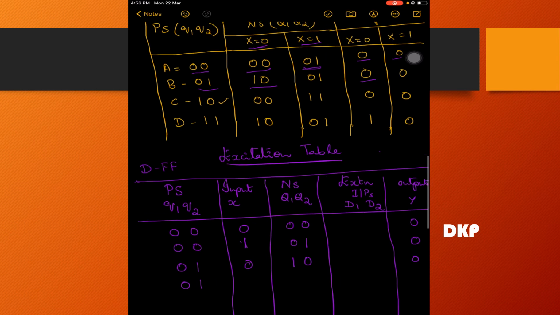Same state when you give the input as 1. Once you write 0, then you will write 1. That is, first you will give the input as 0 to the sequence detector, then you will give a 1. Similarly, for the next state, you will give a 0 and a 1. At that time, what is the next state? The next state is 0 1.